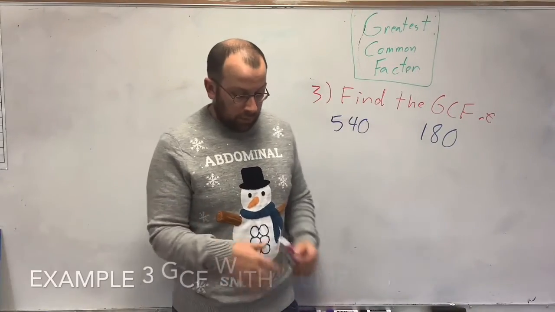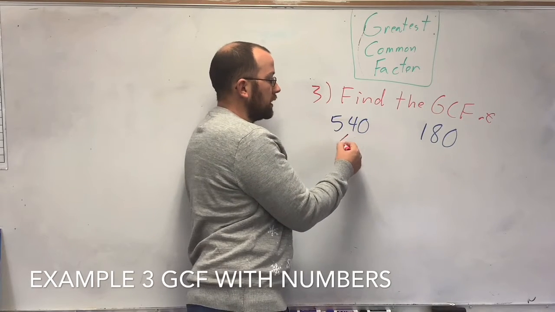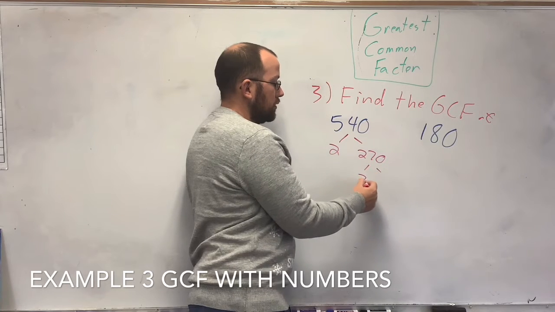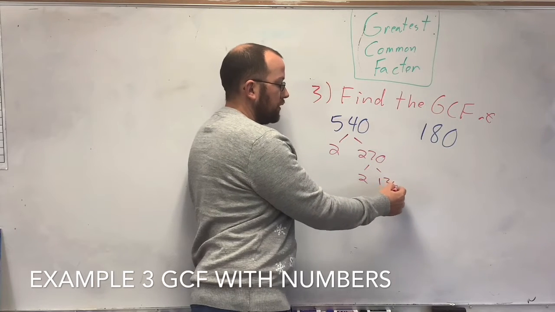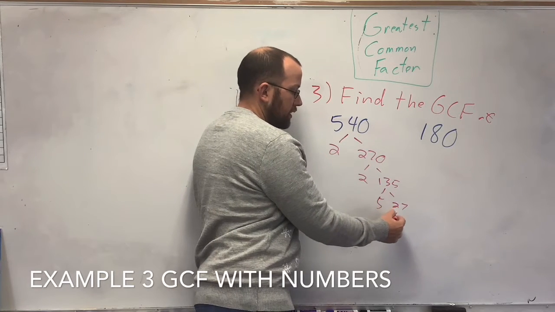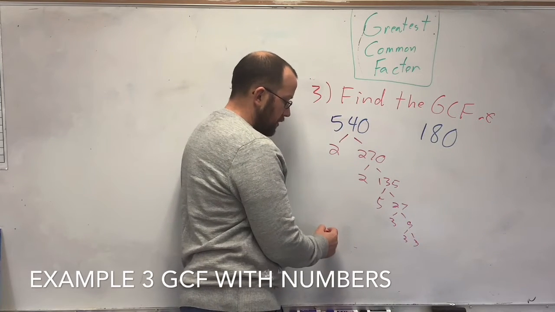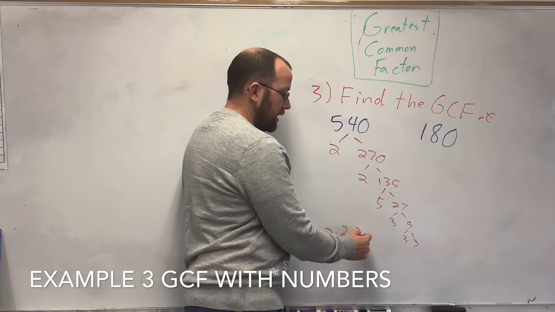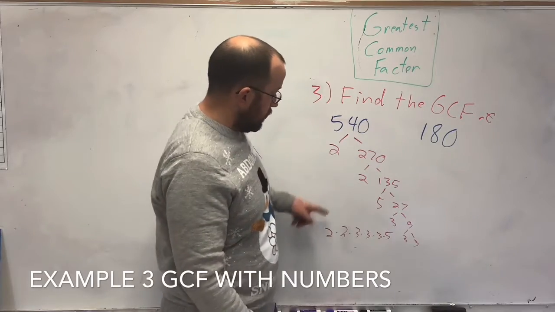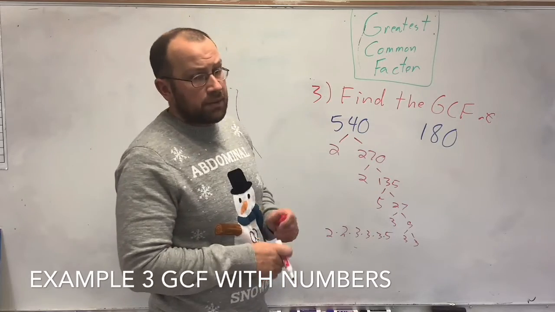All right, here's our third one. We're going to find the greatest common factor of 180 and 540. So I know 2 and 270, 2 and 135, 5 and 27, 3 and 9, 3 and 3. So my factors here are 2 times 2 times 3 times 3 times 3 times 5. All of those are factors that lead up to 540.